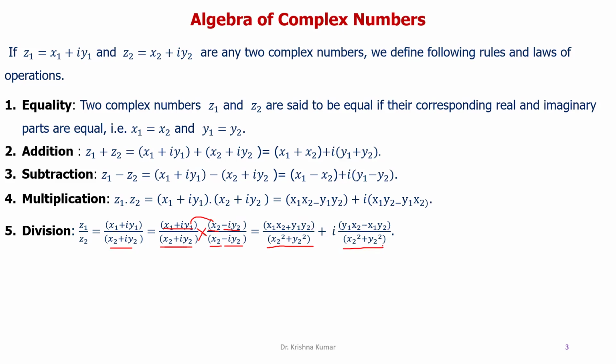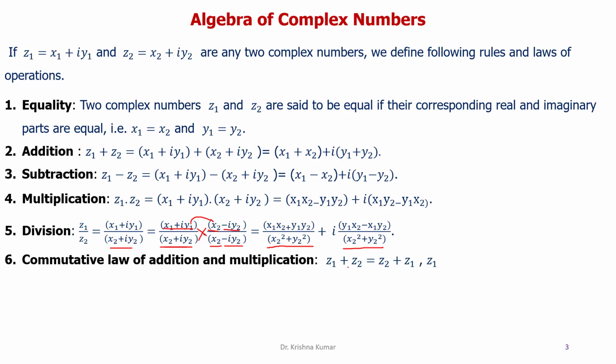So this is the division of two complex numbers. Commutative law of addition and multiplication. Z1 plus Z2 is equal to Z2 plus Z1. This is the commutative property with respect to addition. Similarly, Z1 into Z2, which is equal to Z2 into Z1, is the commutative property for multiplication. So both are true in case of complex numbers.